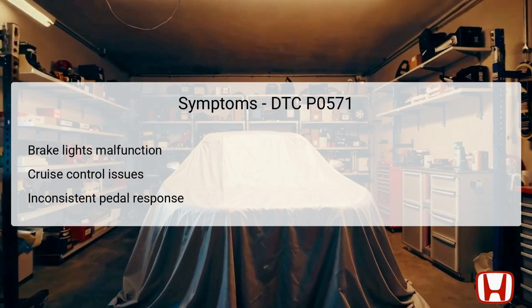Drivers may experience several symptoms associated with DTC P0571. One of the most noticeable symptoms is a malfunctioning brake light. The lights may remain on when the brake pedal is not pressed, or may fail to illuminate when the pedal is engaged. Additionally, issues with the cruise control system may arise, where the system fails to engage or disengage properly, potentially leading to unsafe driving situations.